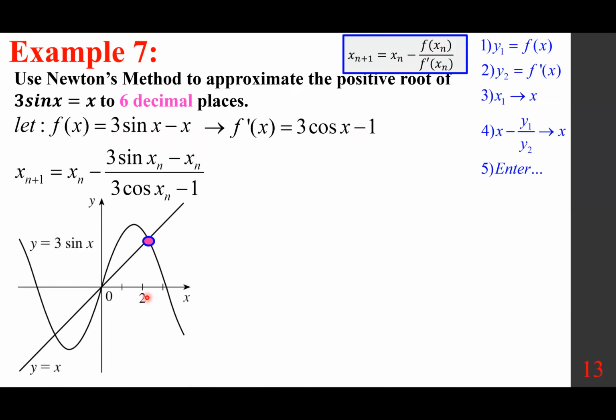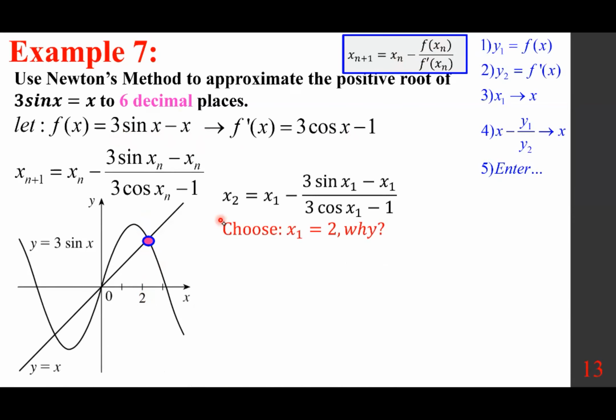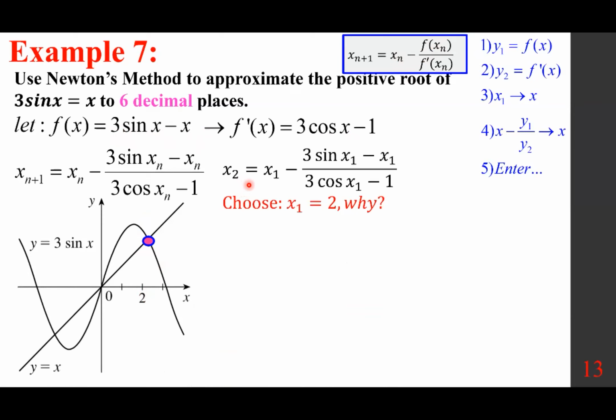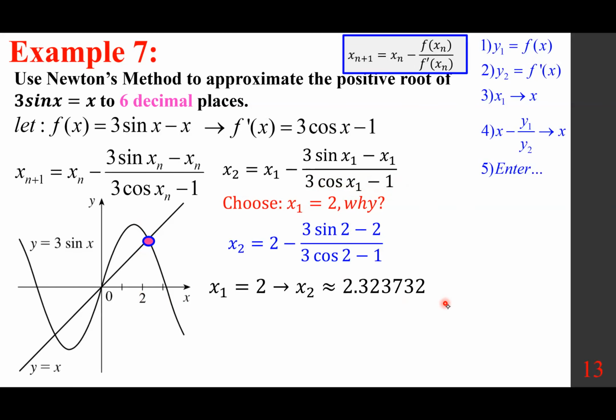This is clearly close to 2, but it's not 2. So let x sub 1 be 2. So x sub 2 is x sub 1 minus 3 sine x sub 1 minus x sub 1 over 3 cosine of x sub 1 minus 1. And we use the number 2 because it's the x coordinate for this, and the point of intersection is very close. Obviously, you need to use a calculator for that. So if x sub 1 is 2, x sub 2 ends up being this number. And I'm putting just a few decimals, but ultimately, you really have to put more and then make a decision, okay?